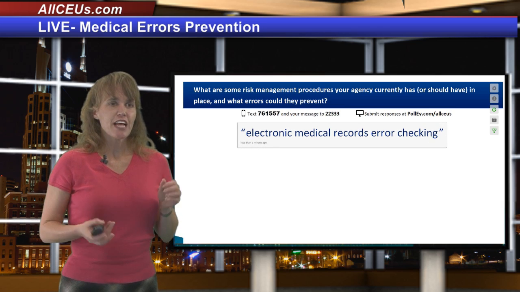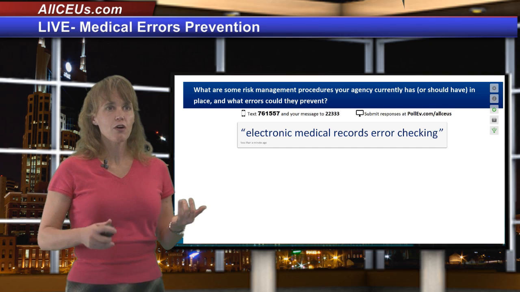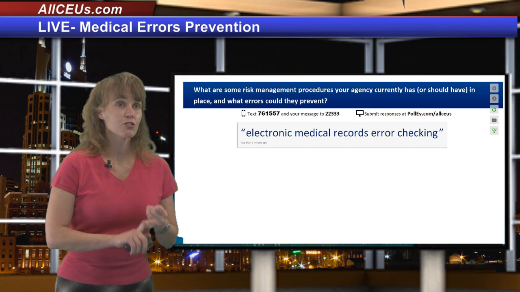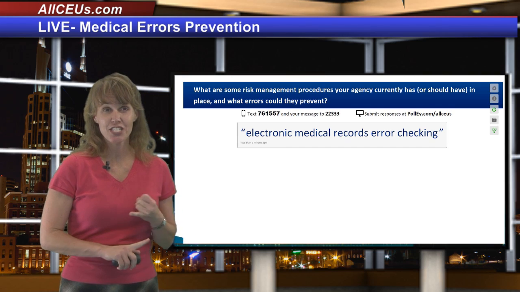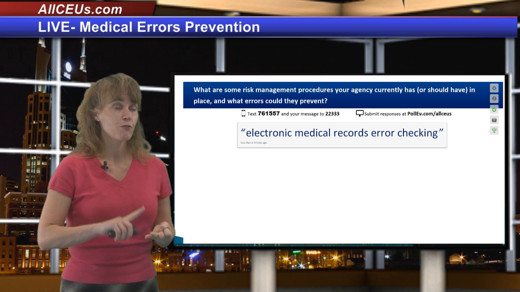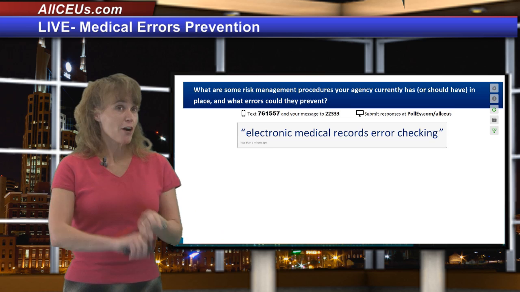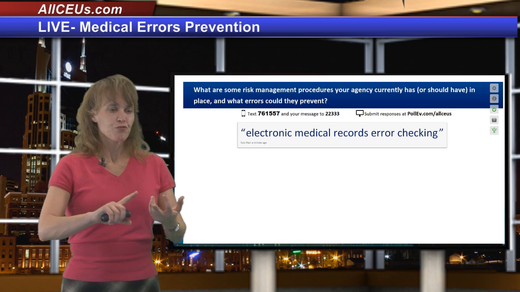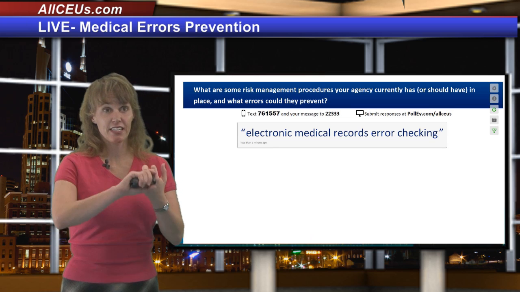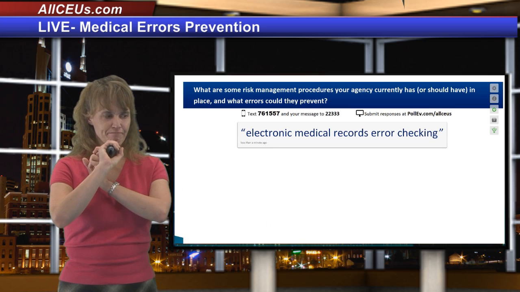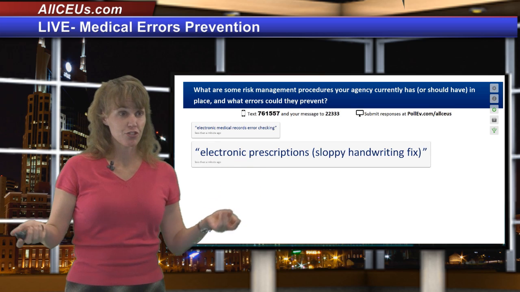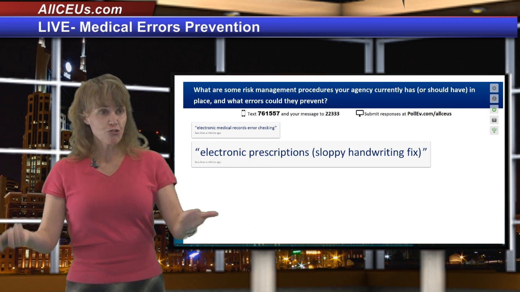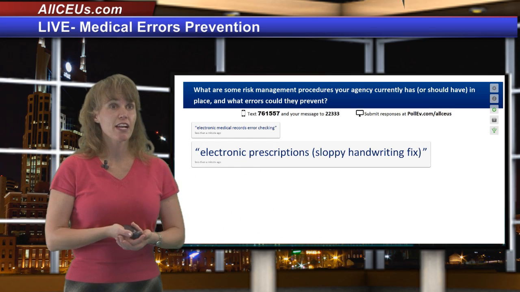Electronic medical records error checking. So the EMR looks for contraindications in medication and for progress notes that aren't done, so that our communication isn't poor. It also prevents abbreviations that nobody understands. Electronic prescriptions can be a sloppy handwriting fix.